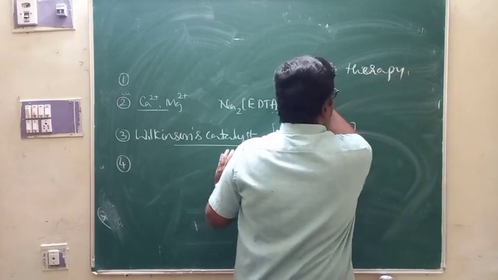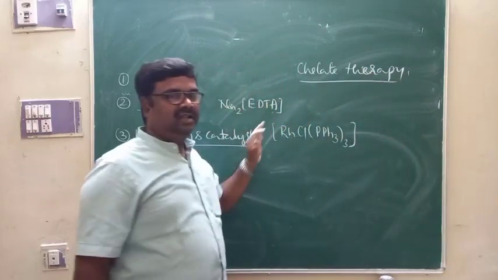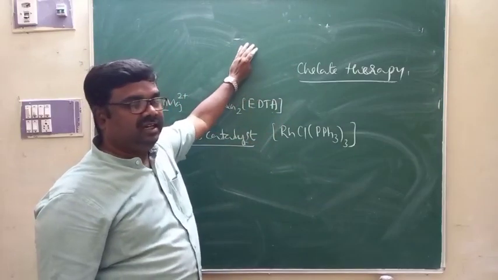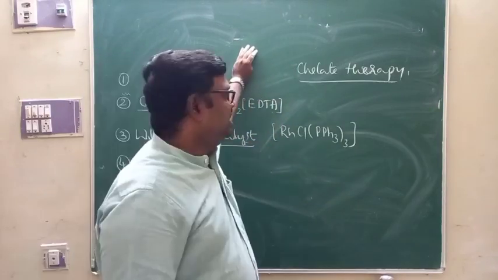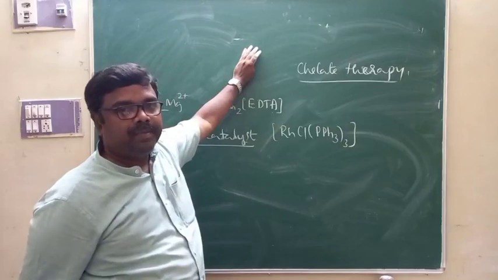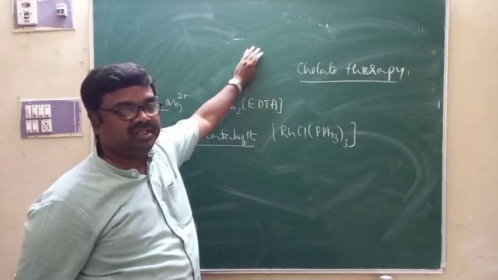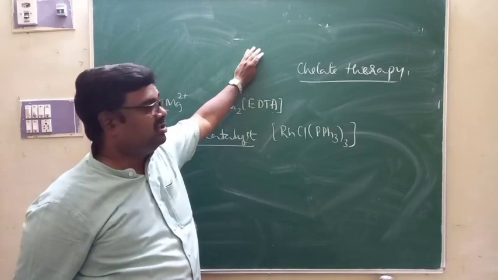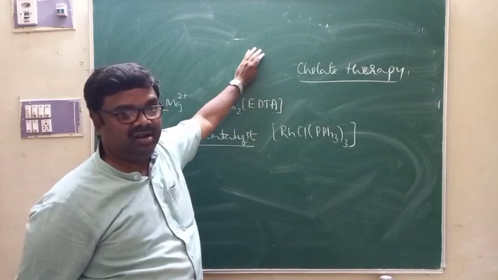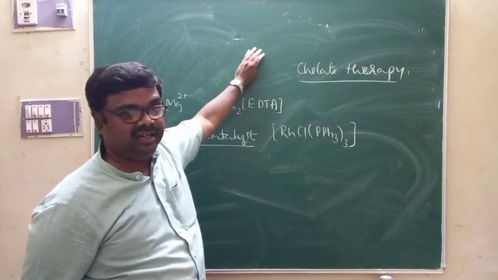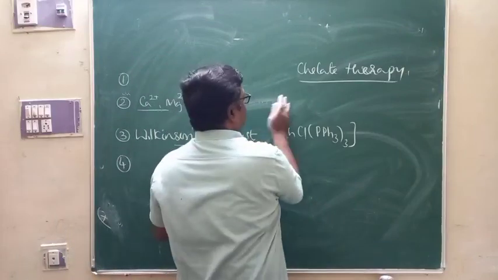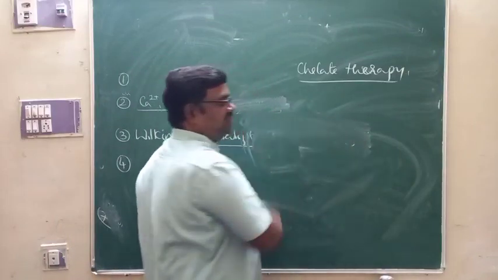What we call chelate therapy, the principles of chelate therapy, is the treatment of diseases by using the complexes produced by chelate ligands with metal ions. That is what we call chelate therapy. It can be used in the treatment of lead poisoning.